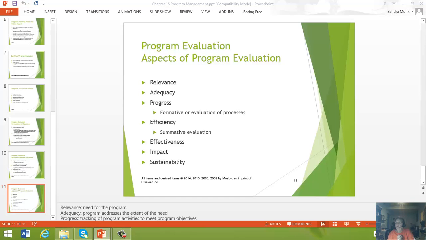So formative, we are looking at progress or evaluation of the processes, and then when we're looking at efficiency, we're looking at the summative evaluation after the program has already been implemented. And then we look at effectiveness, the ability of the program to meet its objectives and results of the program's efforts. And we look at the impact or the long-term changes in the client population, and then sustainability. Are there enough resources, usually money, to continue the program? And this is always evaluated, and sometimes programs are not continued.